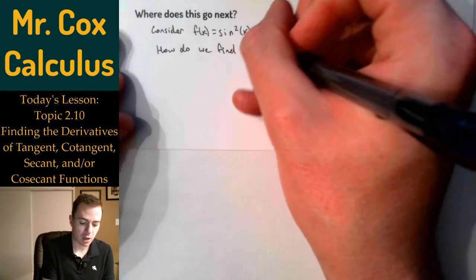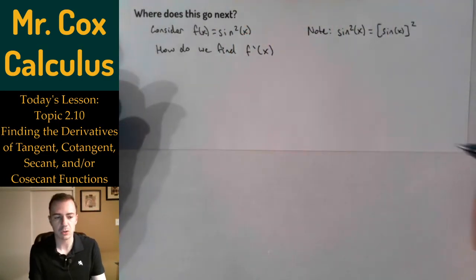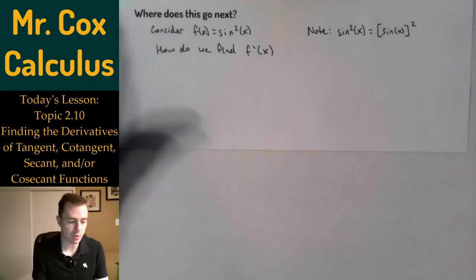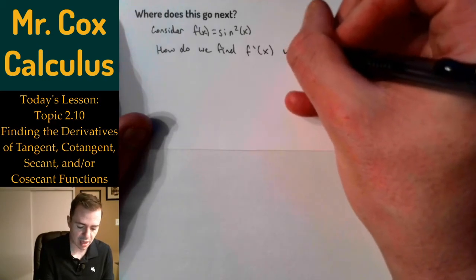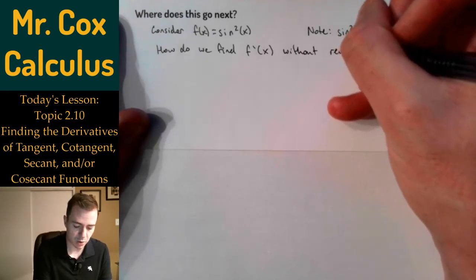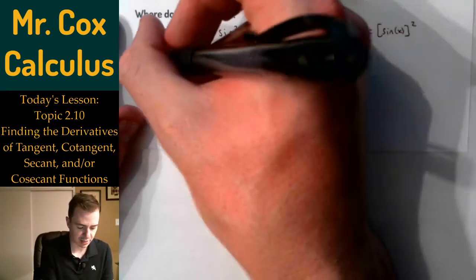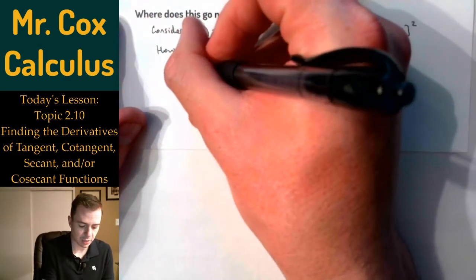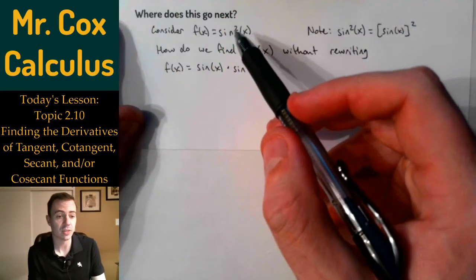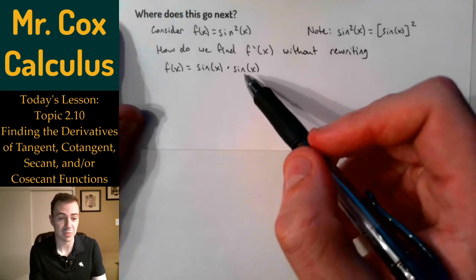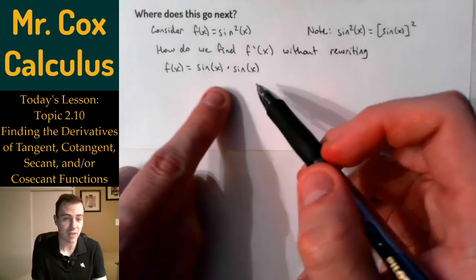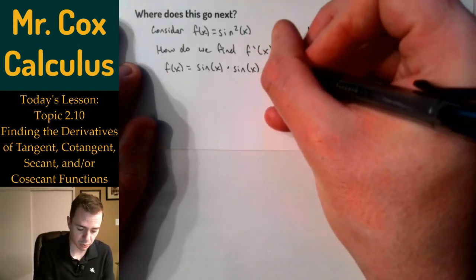f prime of x? And some of you may already be looking at a way to do it, and in fact you could for this particular function, but I really want to know, how do we find f prime of x without maybe doing what was your first instinct for this function, and that's to rewrite f of x as equaling sine of x times sine of x. You could do that for this function. That's what sine squared of x means. That's a product of two functions we know the derivative of. You could rewrite f of x as this and use the product rule.